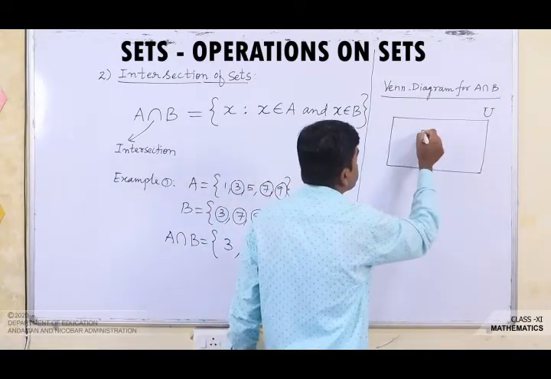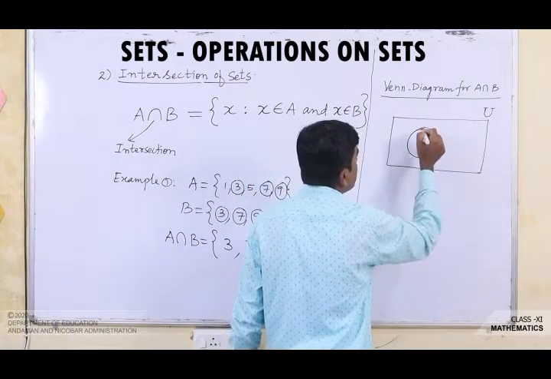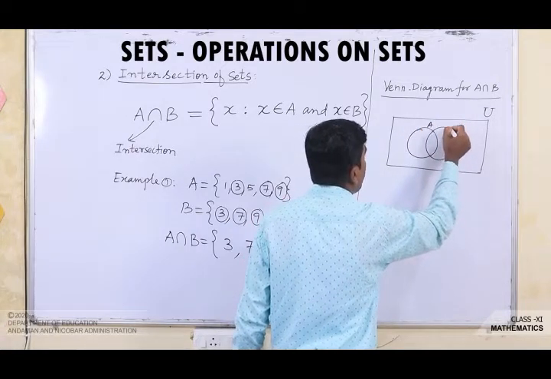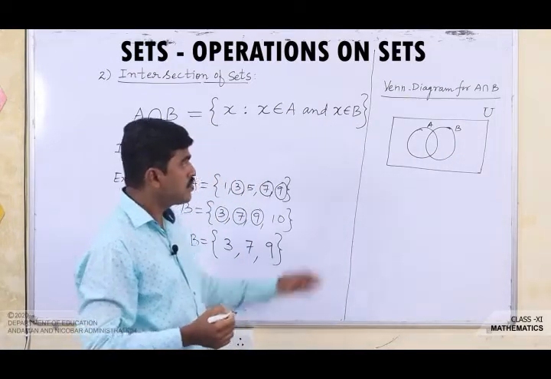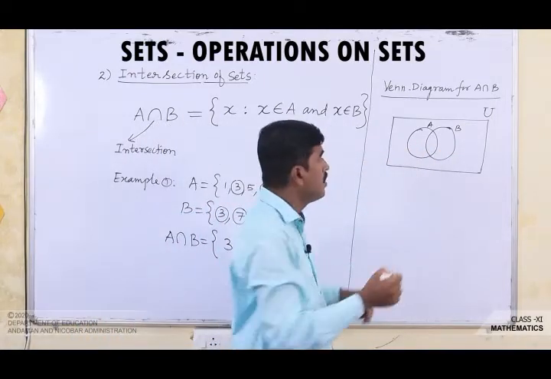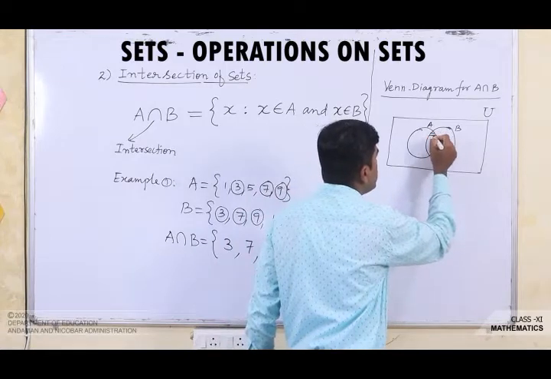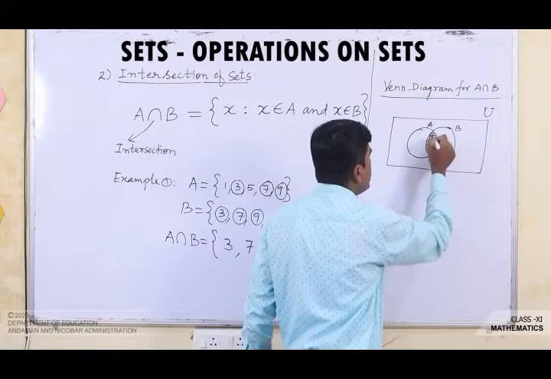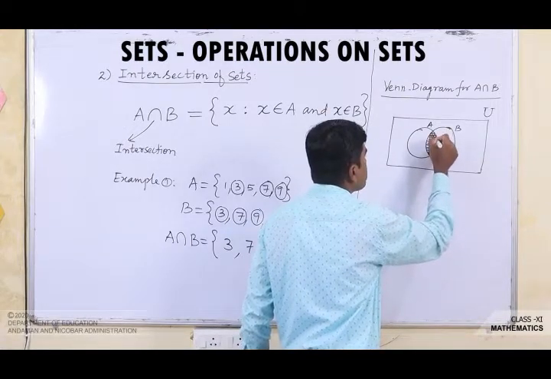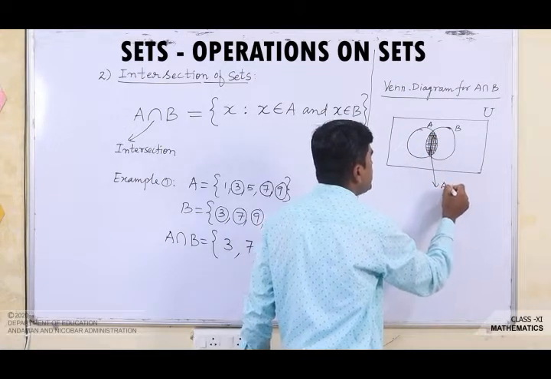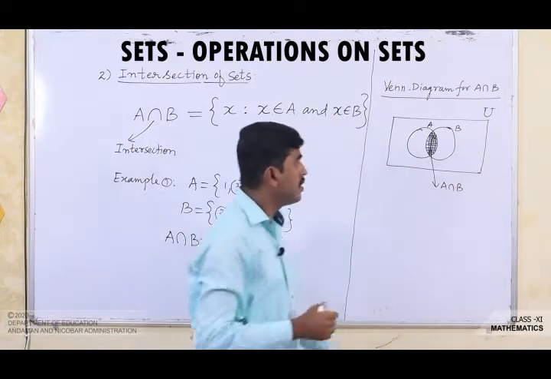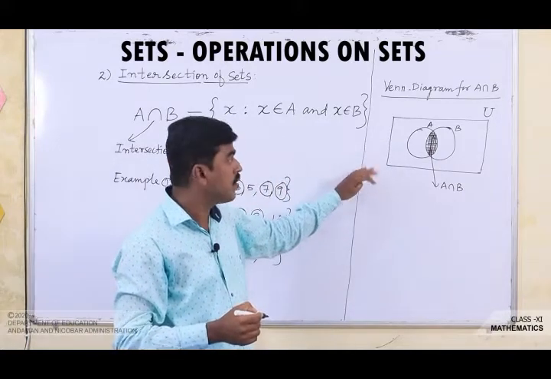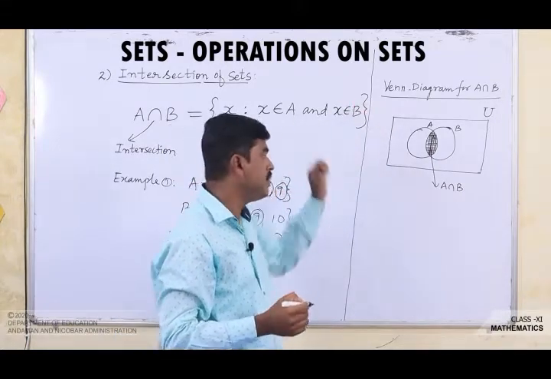So first draw the circle for the set A and draw the circle for the set B. Now for A intersection B, you see where these circles intersect, in this region. This is the region common to both A and B. So you have to just shade this region. So this region represents A intersection B. Here this shaded region represents A intersection B. So this is the Venn diagram for A intersection B.